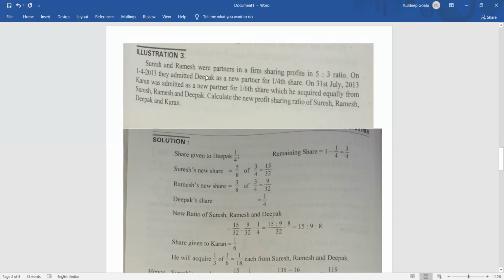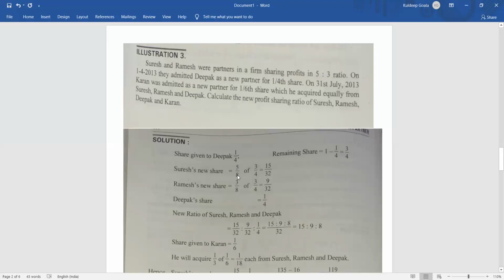So in the first case, you can see that Suresh and Ramesh are partners. The old ratio is 5:3, that is 5/8, 3/8. And then Deepak is coming into the business for 1/4 share. So in this situation, if only the new partner's share is given, what will you do? Same as question number 1. Let the total share be 1. The remaining share is 3/4, because Deepak's share is 1/4. So this 3/4 will be taken by Suresh 5/8 and Ramesh 3/8. Clear?